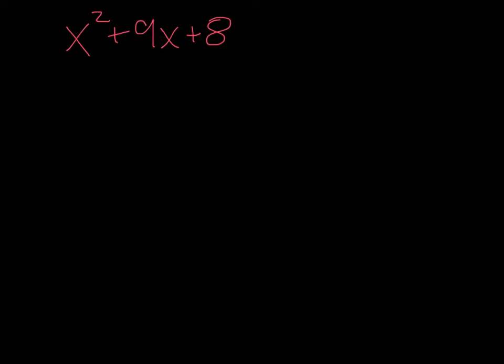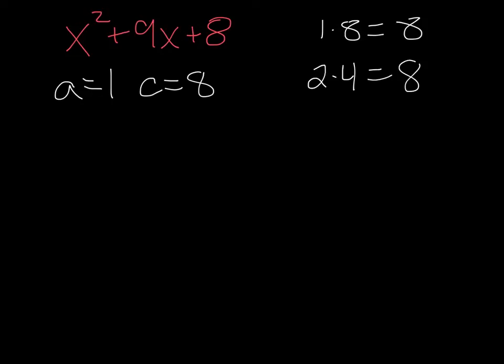So again, the first thing to do is figure out what your A is, which is 1, and what your C is, which is 8. Okay, off to the side somewhere, we're going to multiply these two together. 1 times 8 gives us 8. And now we're going to think of the factors of 8, looking for the set that gives us 9. So we have 1 times 8 is 8, and 2 times 4 is 8.